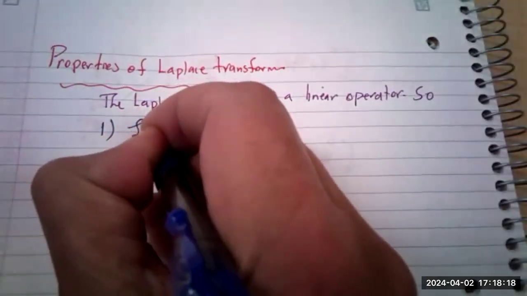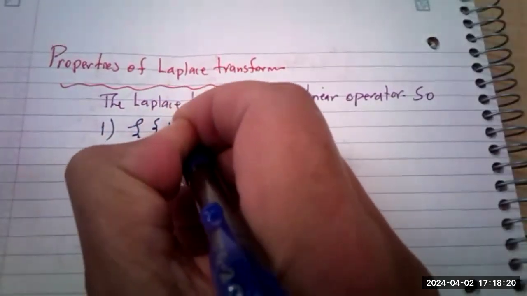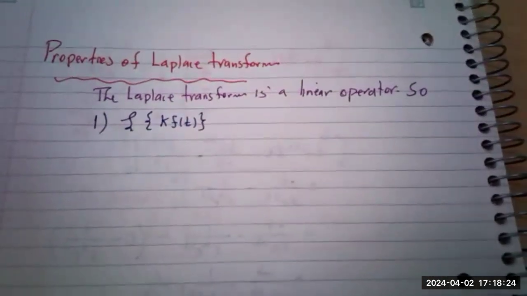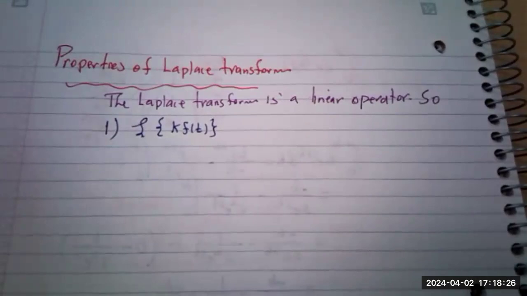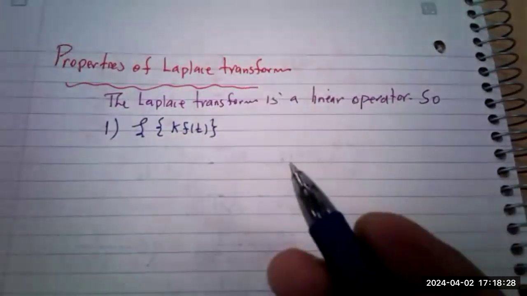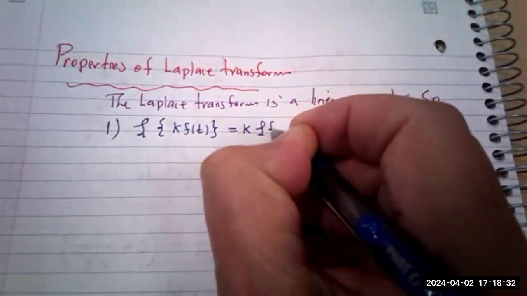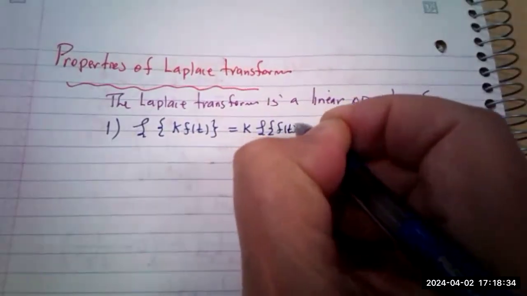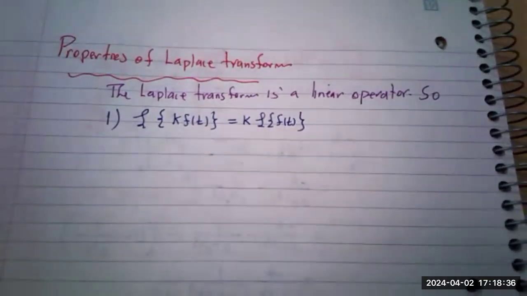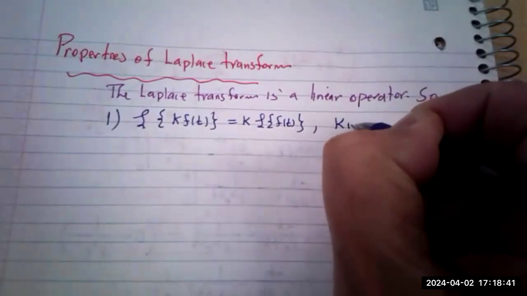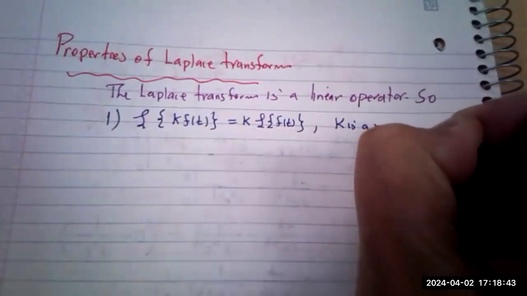Laplace of k, a number, times a function f of t. K is a scalar times your function, scalar multiplication. So it's like integration: because you're integrating, you can bring the k out. So it's going to be k times the Laplace of f of t. That will help us. Of course, k is a number.